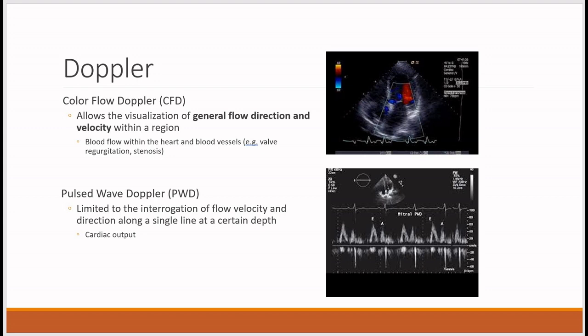So blue means it's flowing away from the probe, and red is towards the probe. The mnemonic you can use is BART. Blue away, red towards. The second image shows pulse-wave Doppler, which limits to the interrogation of flow velocity and direction along a single line at a certain depth.